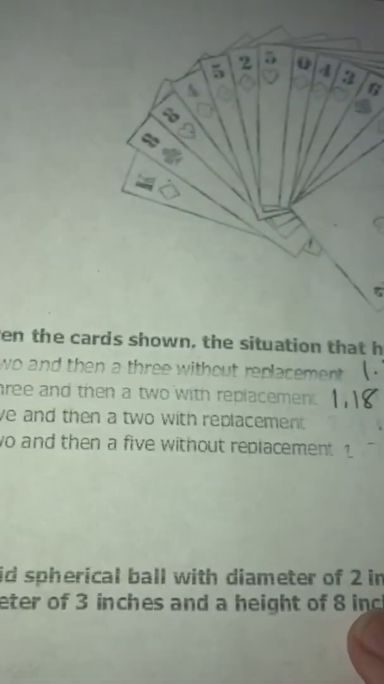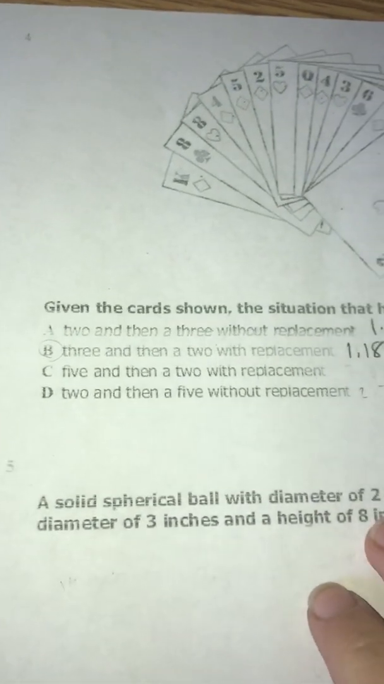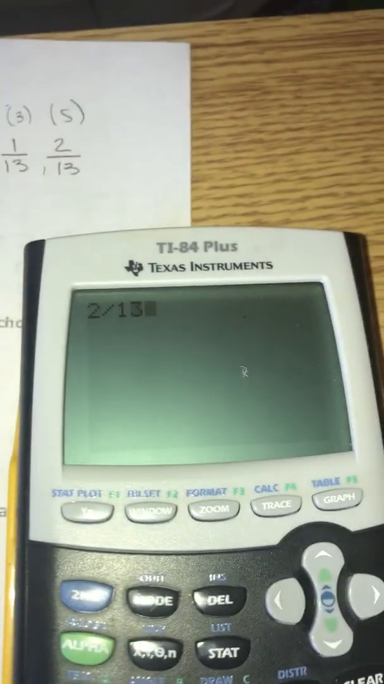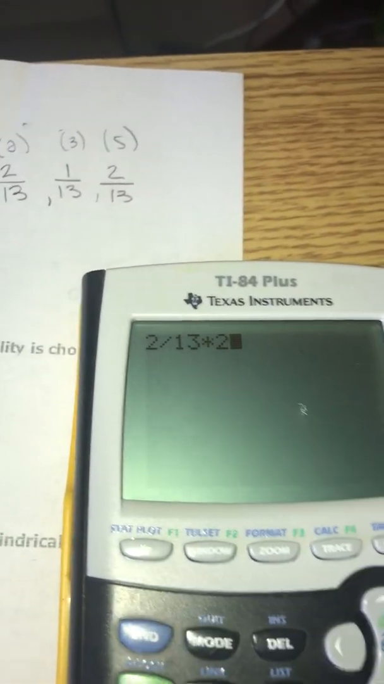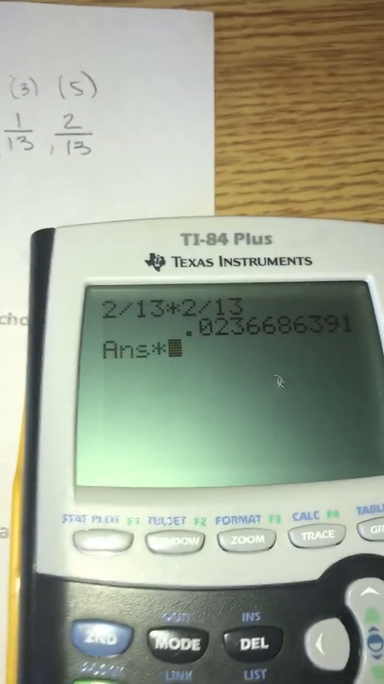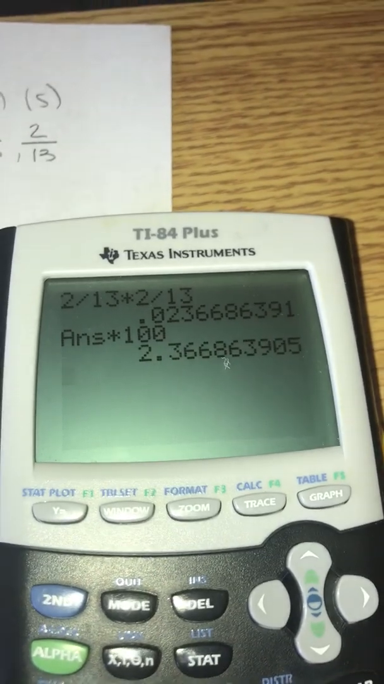Okay, and then the C statement says a 5 card and then a 2 card with replacement. Okay, so we have 2 5 cards and 2 out of 13 cards. So we have 2 out of 13 for the 5, multiply the 2 out of the 13 for the 2 cards. That's our decimal, times 100, and we get 2.36 as our percentage.